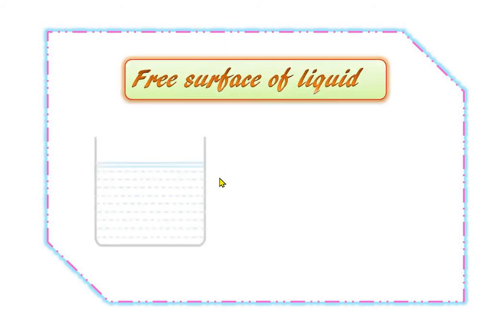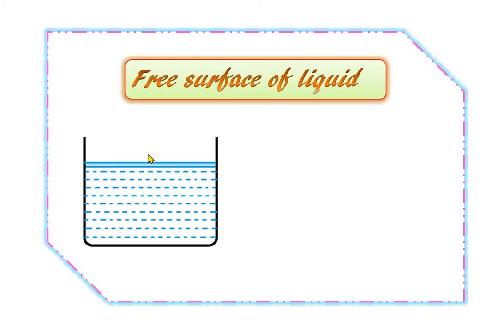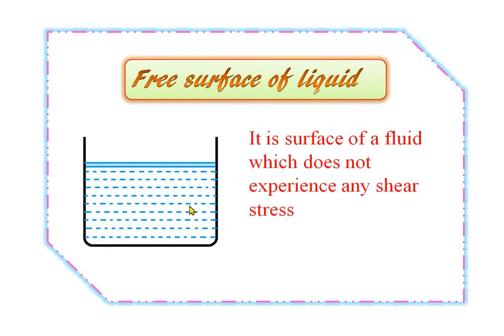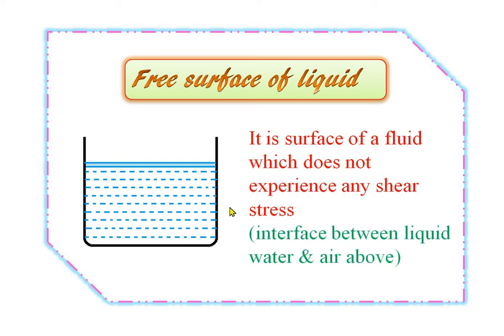Let's see the next point, the free surface of the liquid. This one is the surface film, and above this is the free surface of the liquid. It is the surface of a fluid which does not experience any shear stress, that is, the interface between liquid water and the air above. It is called the free surface of the liquid.